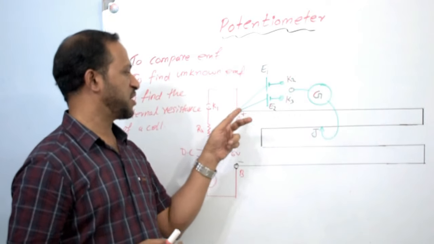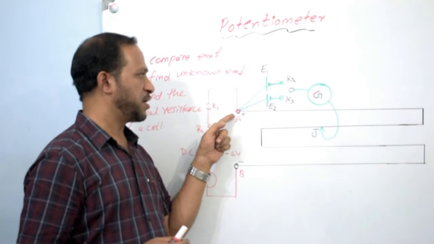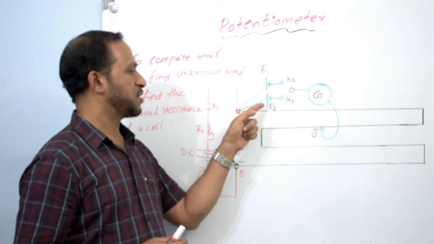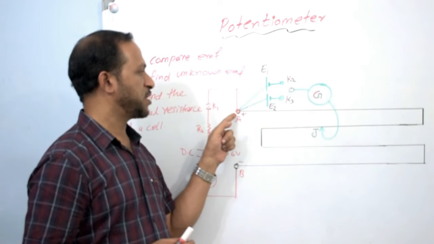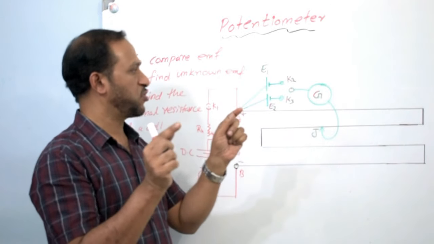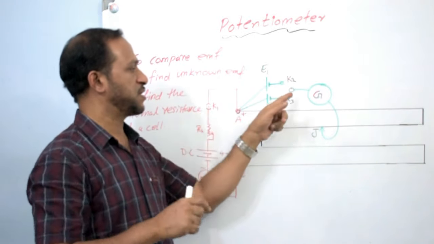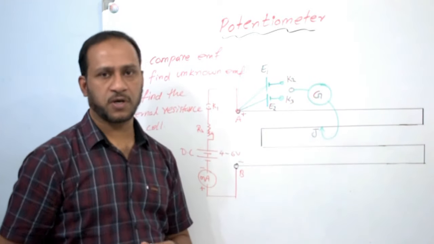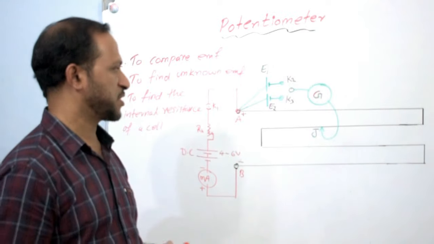All positive connections again we are maintaining at the point A. The dry cell positive is connected to the point A, and the Leclanche cell positive is connected to A. And the negatives of both the cells are connected to the two extreme points of a two-way key, and the middle of the two-way key is connected to a galvanometer and a jockey. That is the second part of the connection.